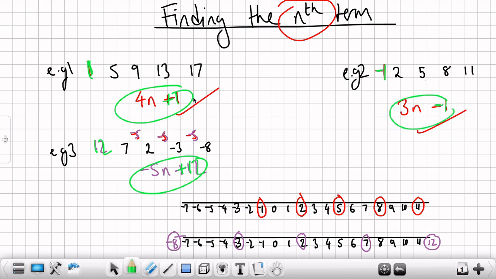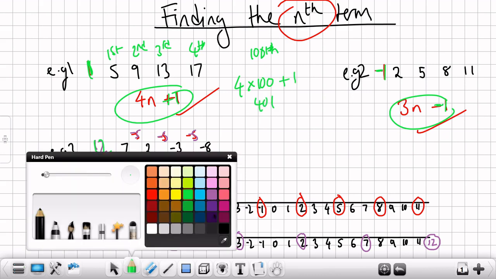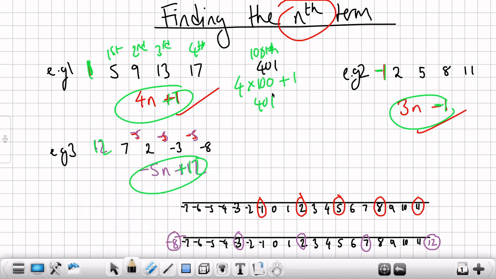Now, how is that useful? I can use this, for example, to find the 100th one. Remember, this is the first, second, third, fourth given to us in the question. Let's say I want to find the 100th one. Well, I'm not going to keep on adding 4, adding 4, adding 4 until the exam finishes. What I'm going to do is replace the n with 100. 4 times 100 plus the 1, that's 401. So the 100th one is actually 401.